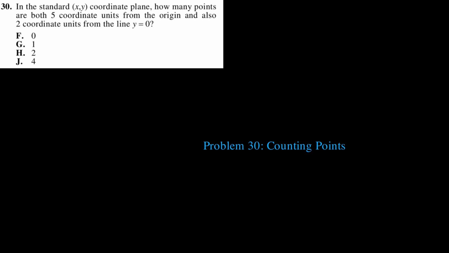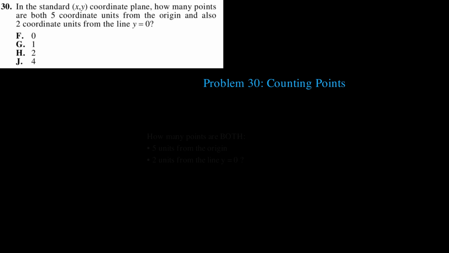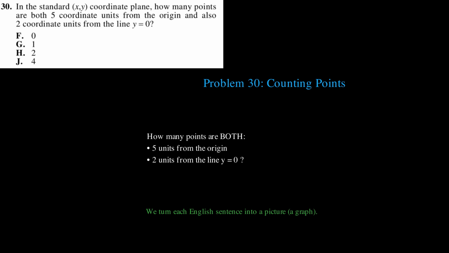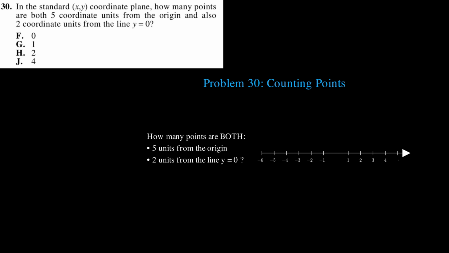This question says, in the standard xy coordinate plane, how many points are both 5 coordinate units from the origin and also 2 coordinate units from the line y equals 0? So we need to find how many points satisfy both conditions at the same time. Let's translate each condition into a picture. The origin is the point 0, 0.